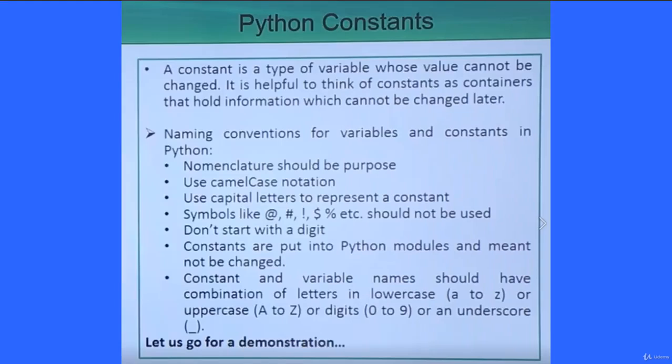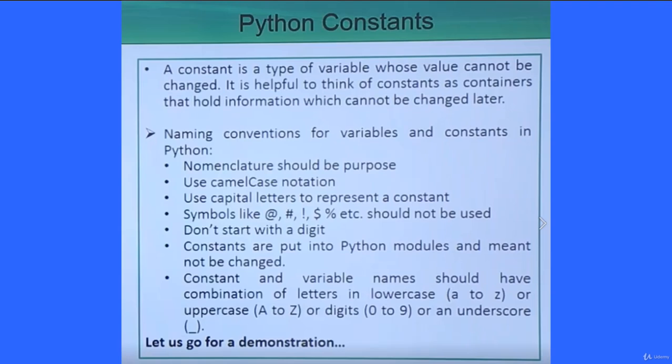A constant is a type of variable whose value cannot be changed, and it is helpful to think of constants as containers that hold information which cannot be changed later on. So a constant is nothing but a variable which holds a value, but the value cannot be changed later on. Now, the naming conventions for variables and constants in Python.